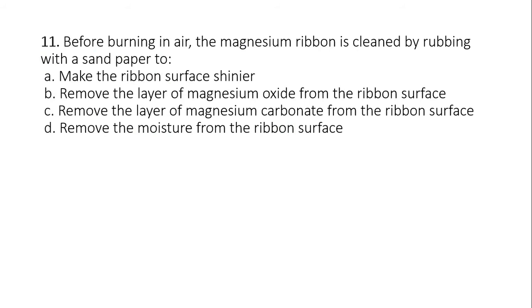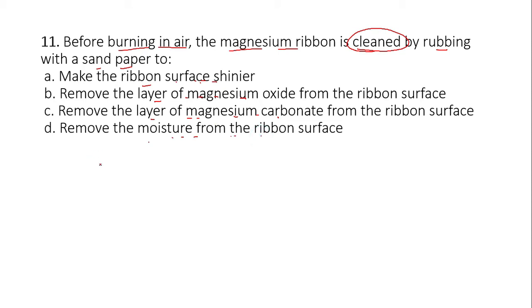So the next one is the question number 11. What does the question number 11 say? It says, before burning in air, magnesium ribbon is cleaned by rubbing with a sandpaper. So why do we do this? The options are: to make the ribbon surface shinier, or to remove the layer of magnesium oxide, or to remove the layer of magnesium carbonate, or to remove the moisture from the ribbon.